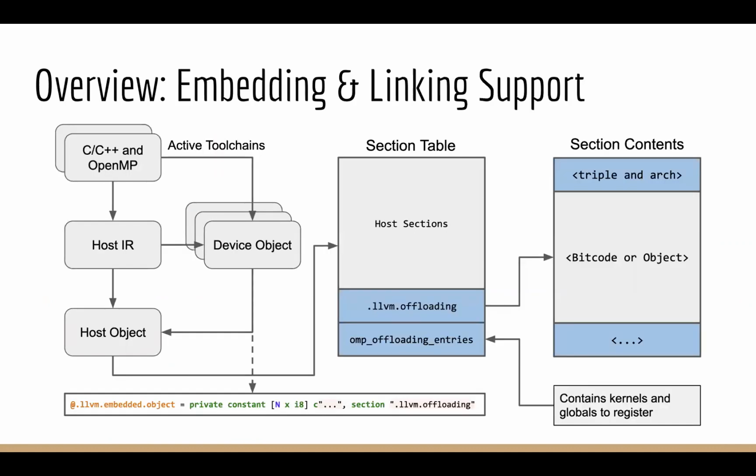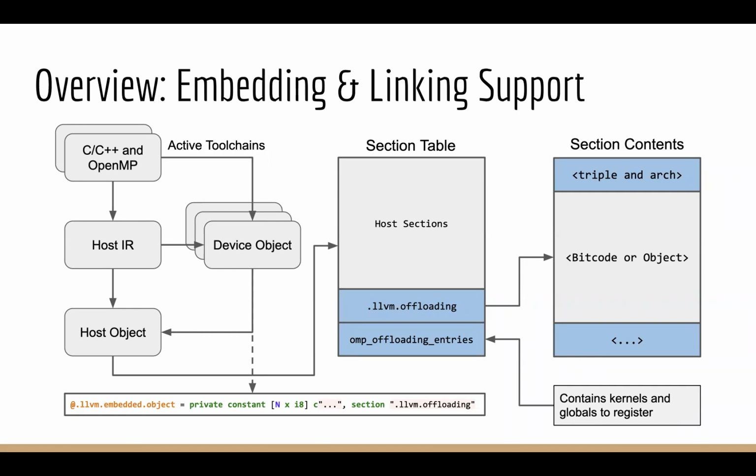So next slide, please. And just real quick, this is how we do the overall embedding of device code. Again, we have our input files, and then we will create a device object for each active offloading tool chain. So if you're offloading to NVPTX for SM70 or whatnot, you would have a tool chain to generate that device code. When we finish compiling for that, we just embed it into the host object, and then it will behave exactly like any other host object. So you can put it in static libraries, you can do relocatable linking, you can do anything with it.